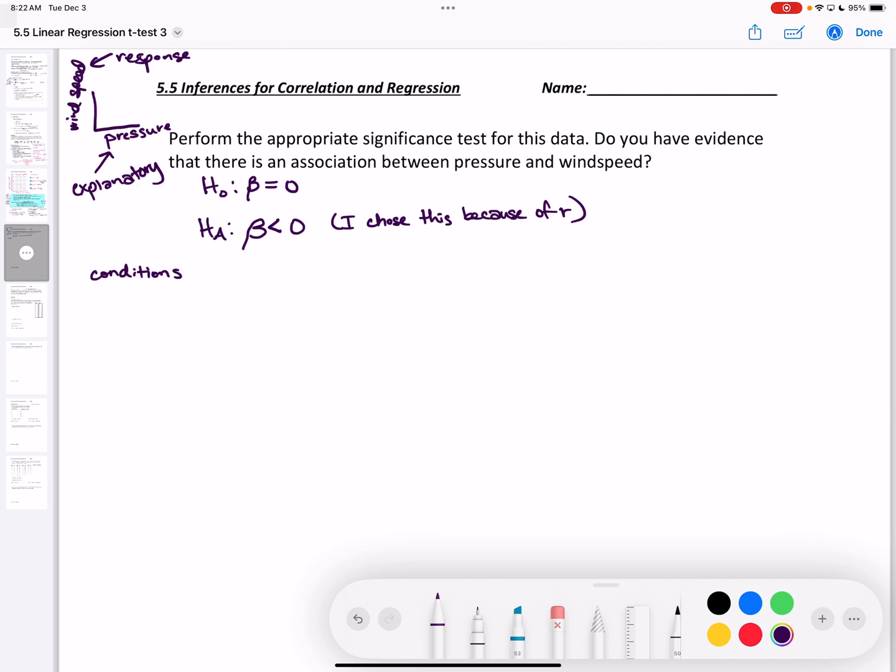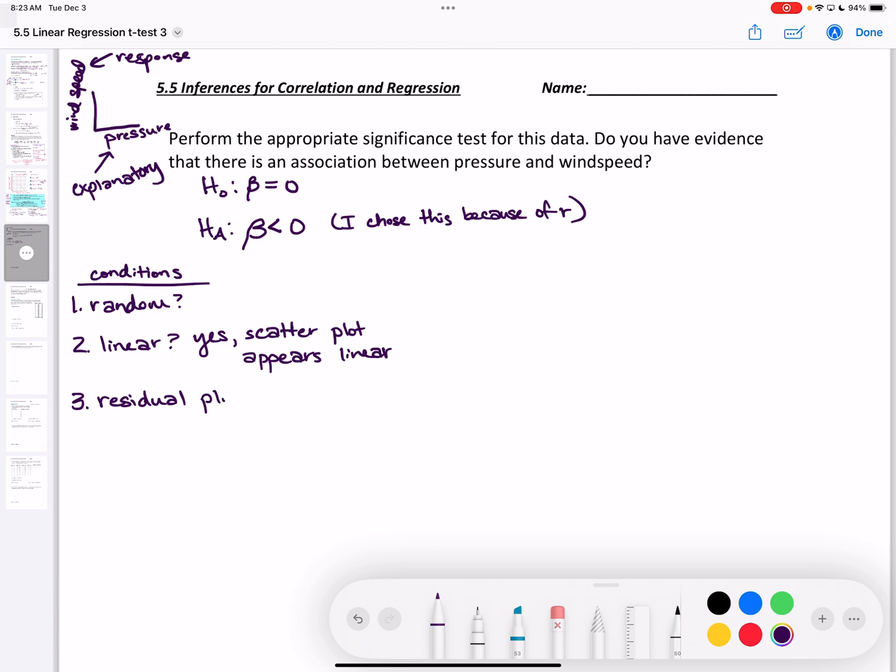The first condition is that it has to be random. The second condition is that it has to be linear, which I already said, yes, it is, because of the scatter plot, right? And then the third one, we have to make sure that the residual plot is scattered. Okay? So I'm going to show you how to do that.